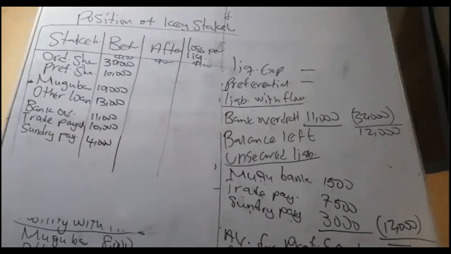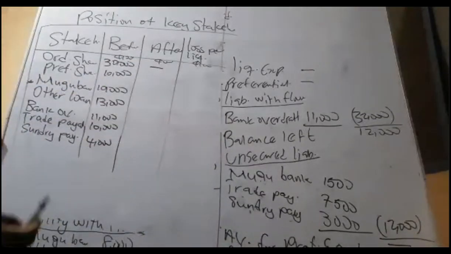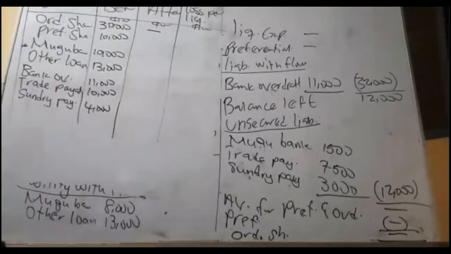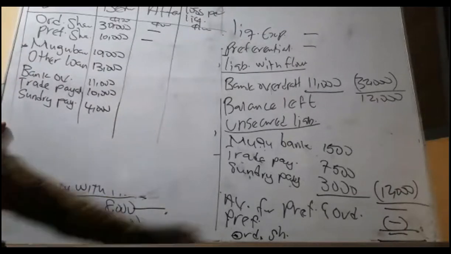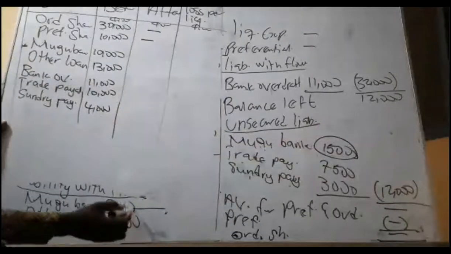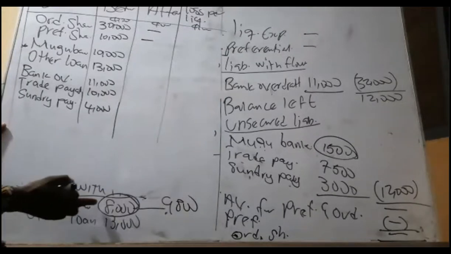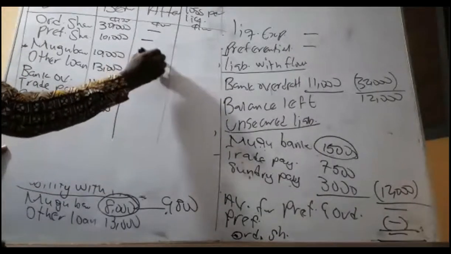So what's the position after? Ordinary shareholders, they are not getting anything, dash. Pick the one in the statement of liquidation. Preference shareholders, they are getting dash. Then Mugu Bank, how much are you giving them? First, we give them 8,000, and again, we give them 1,500. So putting these two together, Mugu Bank will receive 9,500.